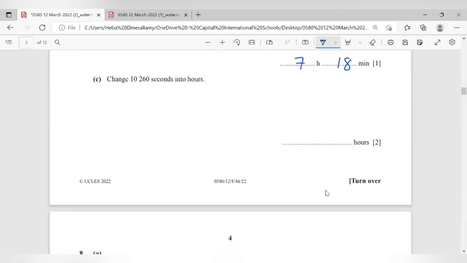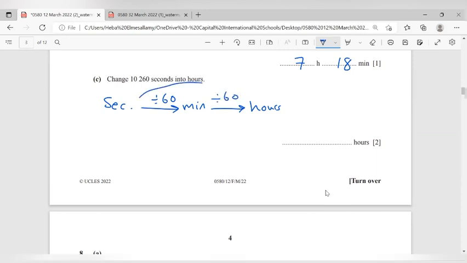Change 10,260 seconds into hours. From seconds into minutes, I'm going to divide by 60. From minutes to hours, I'm going to divide by 60. So if I want to cross all this distance, I'm going to divide by the product of these two 60s. So I'm going to divide by 3,600.